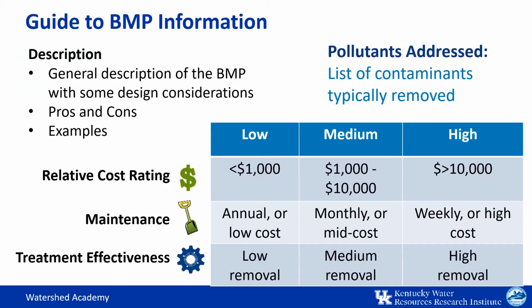During this presentation, we're going to be using a consistent format to describe each of the stormwater practices. The title will name the practice and label it as structural or non-structural. A short description with the pros and cons will be provided. The pollutants addressed will list the pollutants typically removed by the practice. And symbols are used for the relative ratings of low, medium, and high for their cost, the maintenance needs, and treatment effectiveness.